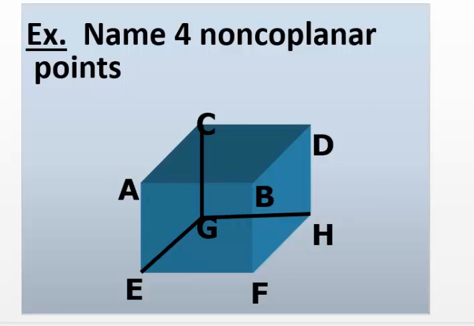In this next example, I'm asking you to find non-coplanar points. Non-coplanar points are not on the same plane. So I would start by naming 3 points that are on the same plane, like A, C, D. Those are on the top. And then pick F, which is down below. Another example, we could go with this right side and we could say B, F, D. Those are all coplanar, but now if I pick G, that is non-coplanar. There are many other answers as well.